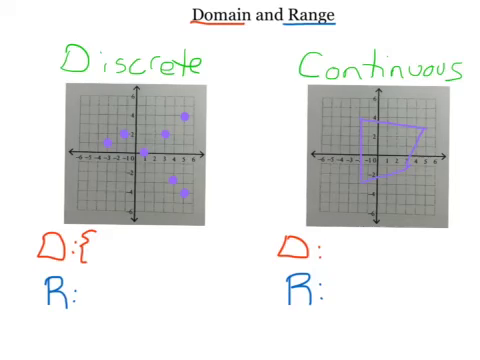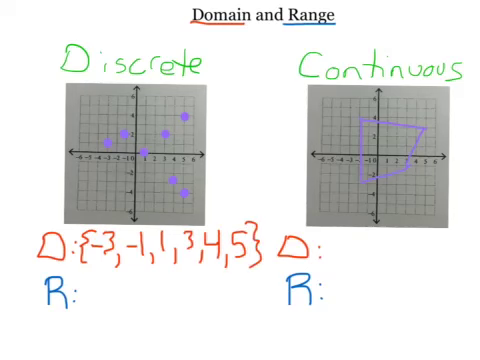We use curly braces to start, and the domain is the inputs, the x values. So we start by listing our x values from left to right, from smallest to biggest, and we don't repeat any values. So we start with -3, -1, 1, 3, 4, and 5. Even though there are 2 points that have 5 as the x-coordinate, we only need to write 5 once because we don't repeat any values when we're writing the domain or the range.